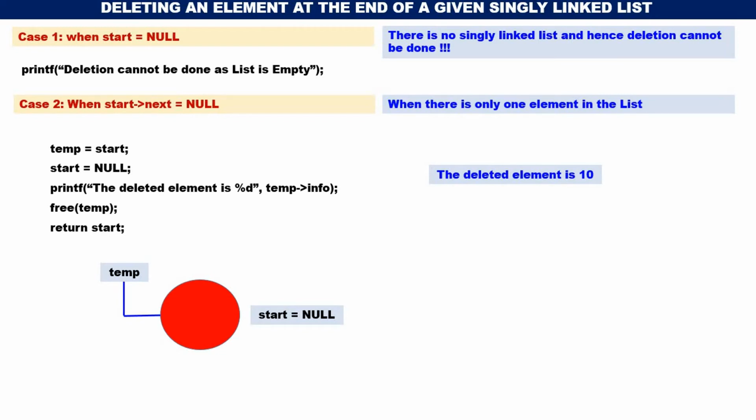Very simple. Both the cases are quite simple. When there is only one node, delete that node, make start equal to null and return the node which is pointed by temp back to the operating system. That's all. Both the cases are quite simple and straightforward.